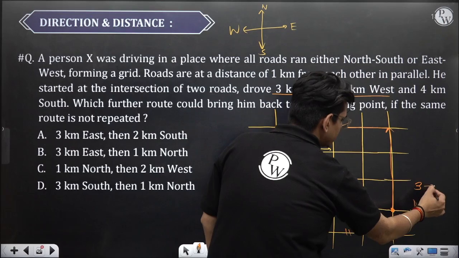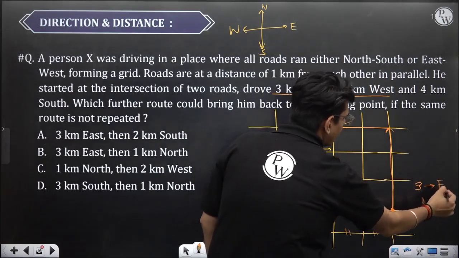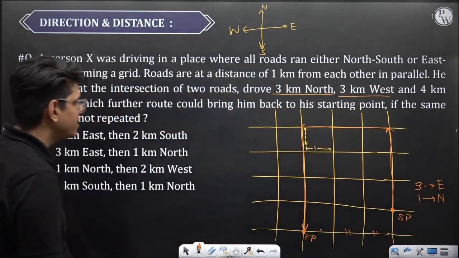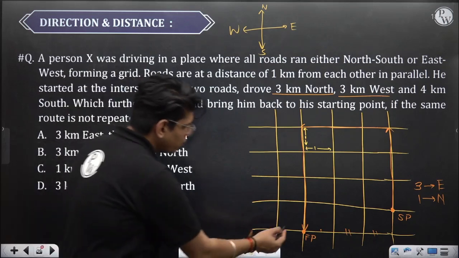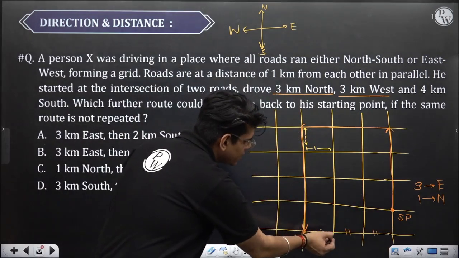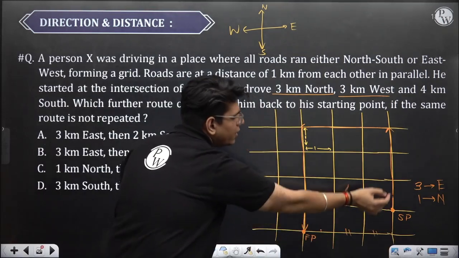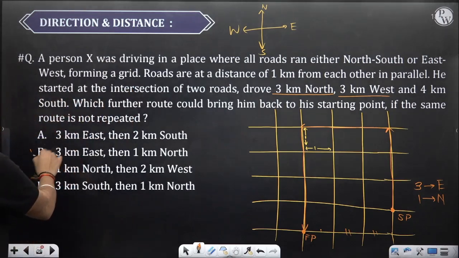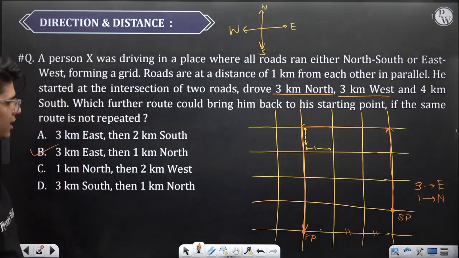3 units towards east and 1 unit towards north. Is there any option like this? Because we have to go like this or this, right? Or we can go like 1 east, 1 north, then 2 east. But in total, we have to go 3 times east. 3 kilometer east and 1 kilometer north. This is our answer, right?